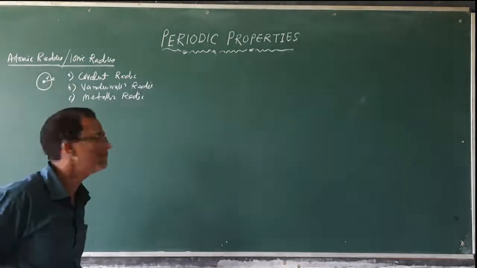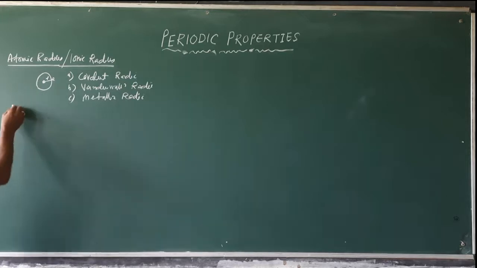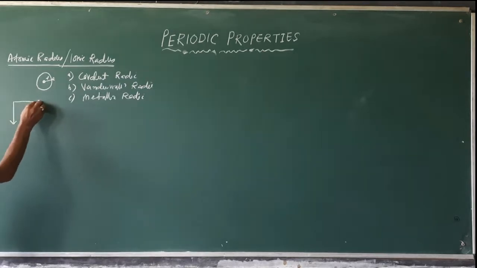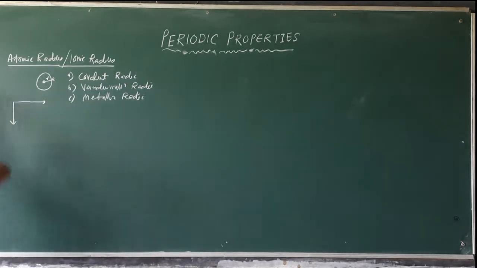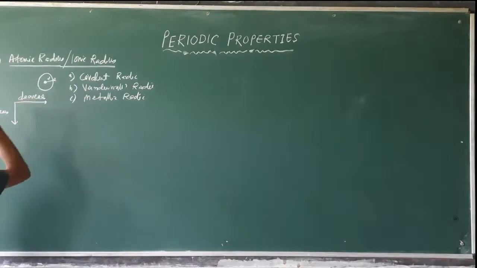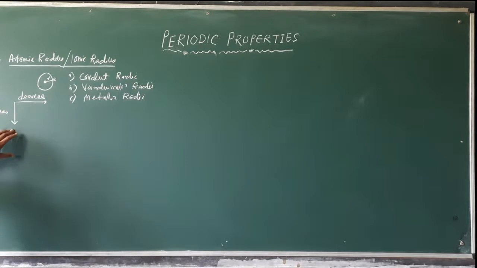It has been observed that atomic radius along the group increases and along the period decreases. The question is why. Along the group what happens? New shells are added. That's why the size, that is the distance from the nucleus, increases.